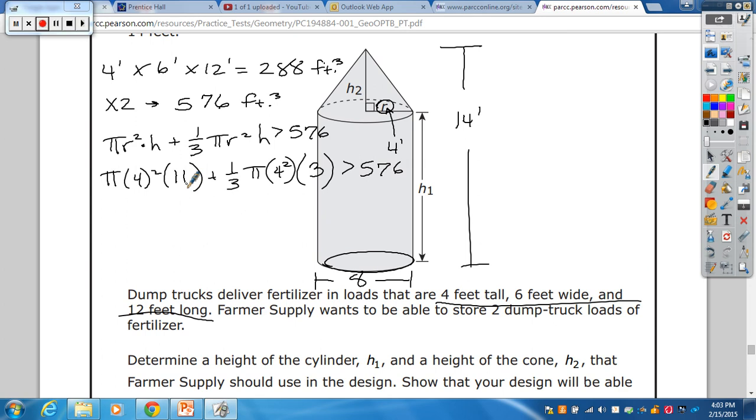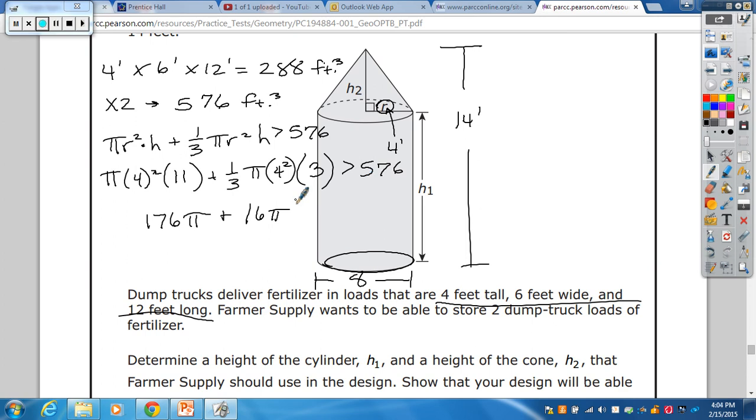All right, so as I work this out, 16 times 11 is 176 pi, plus, let's see here, 16 times 3 is 48. 48 divided by 3 is 16, so you have 16 pi. And if you plug that into your calculator, you're going to get 603.2 cubic feet, which does meet this.